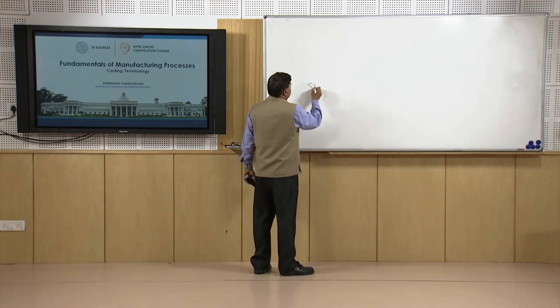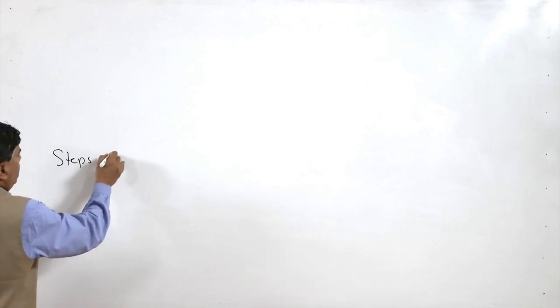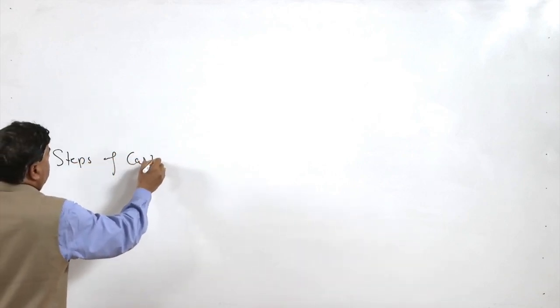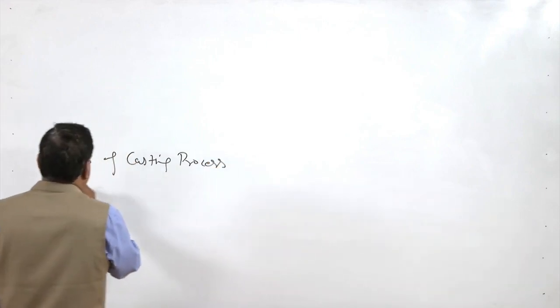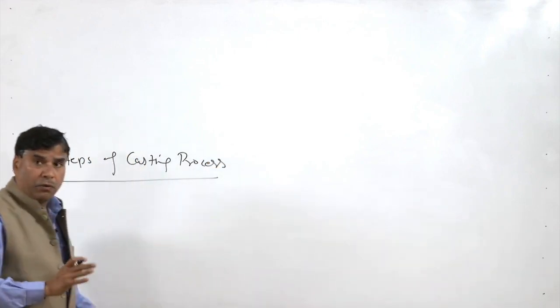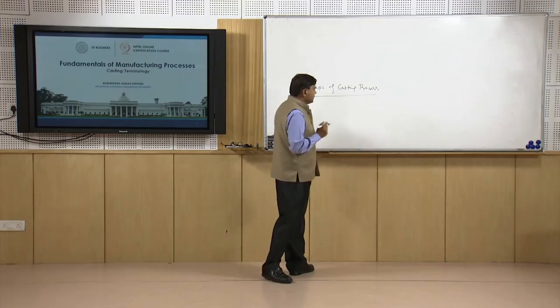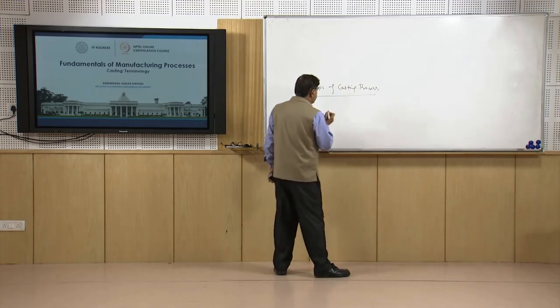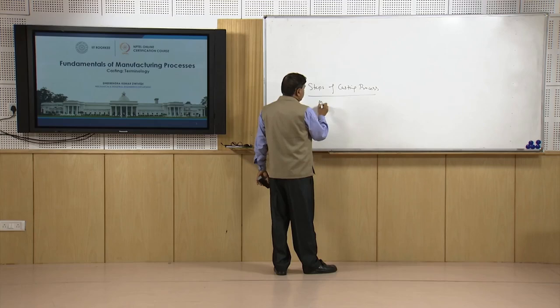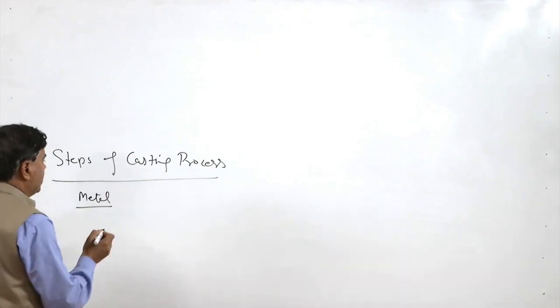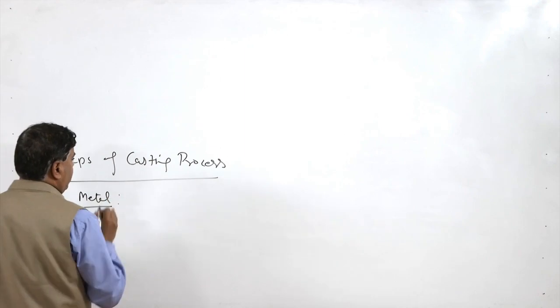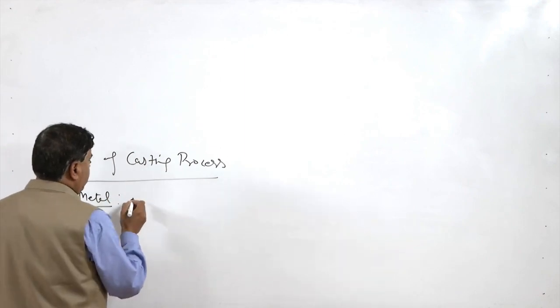So, we can say the steps of the casting process. This is just, you can say, the brief overview of the casting process. So, the first step is that the metal which is selected for the casting purpose is first of all melted.